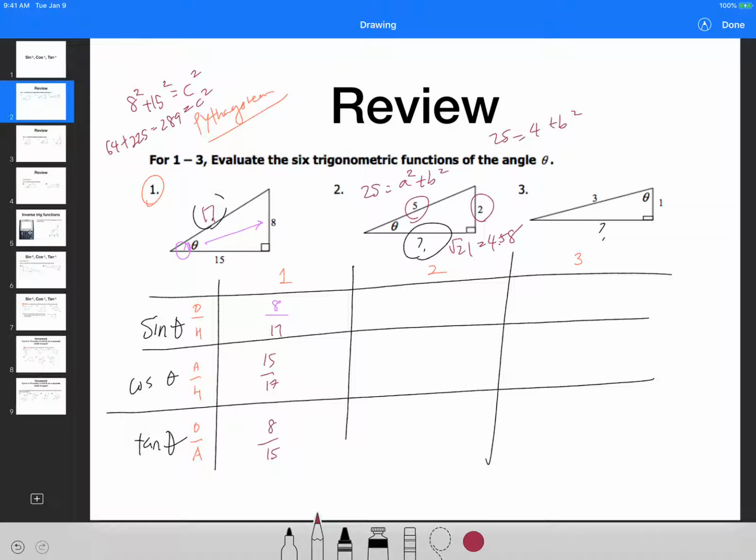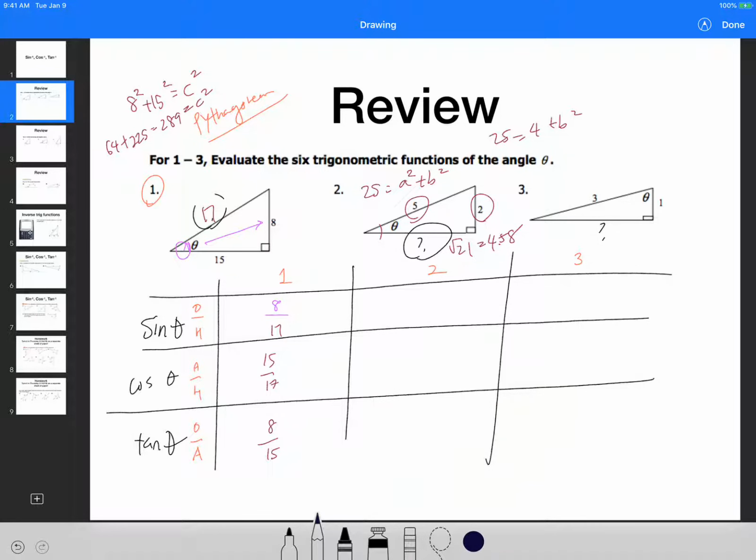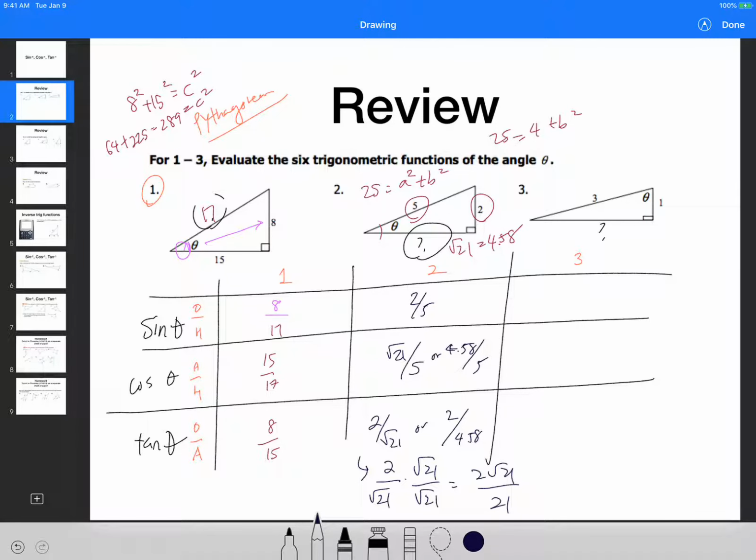4.58. So this is the angle. You can just write simply opposite over hypotenuse, which is 2 over 5. Cosine would be root 21 over 5 or 4.58 over 5. And then tangent of theta would be 2 over root 21 or 2 over 4.58. Now some of you might notice this is square root in the denominator, so I can rationalize it. So 2 over square root of 21 times square root of 21 over square root of 21 gives you 2 root 21 over 21. You could do it like that.